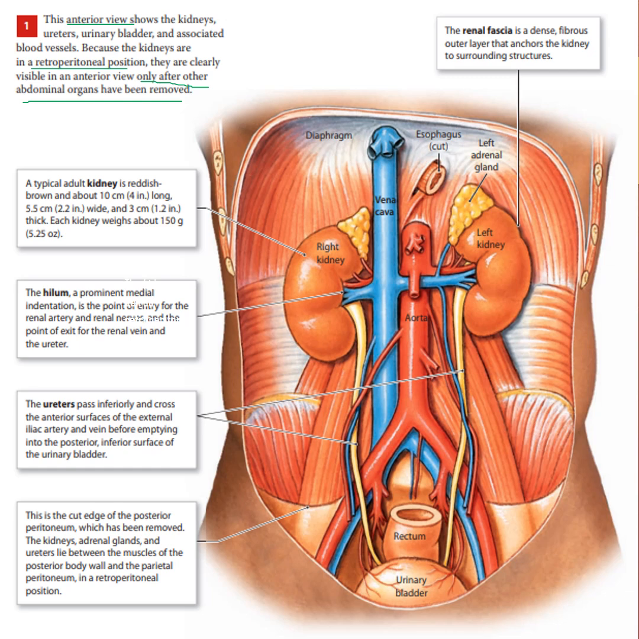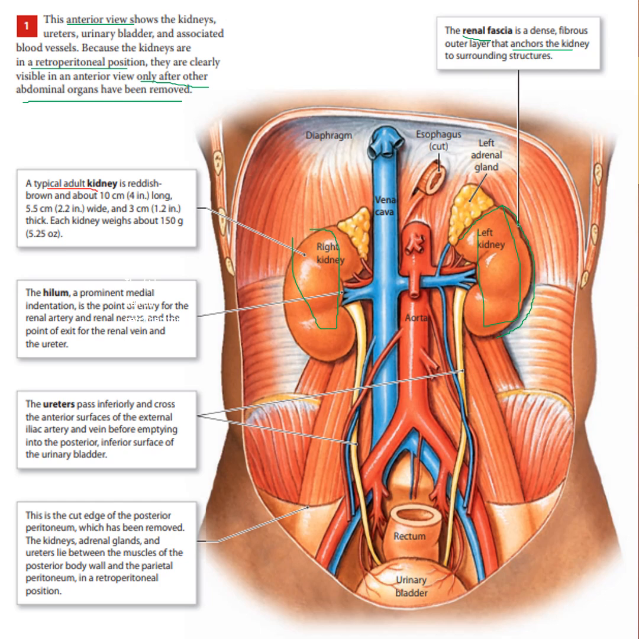As you can see, these are two kidneys which are covered by renal fascia. Renal fascia is a dense fibrous outer layer that anchors the kidney to the surrounding structures. Now we'll talk about the kidneys.